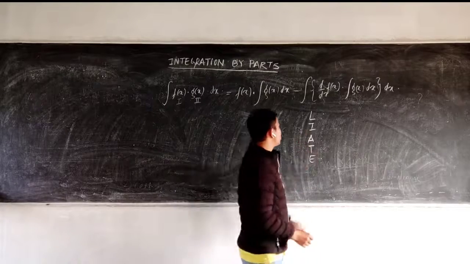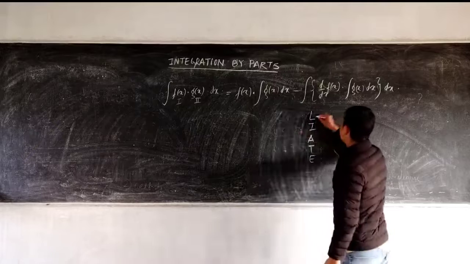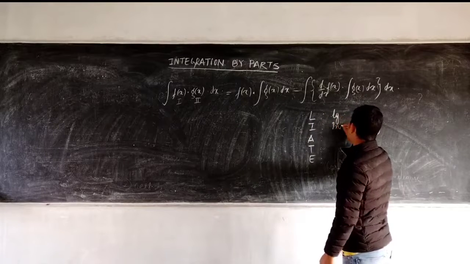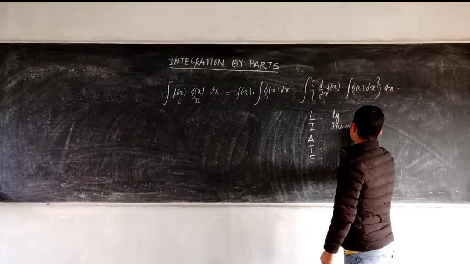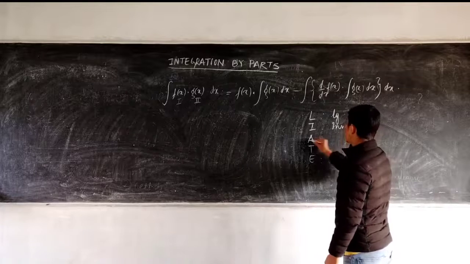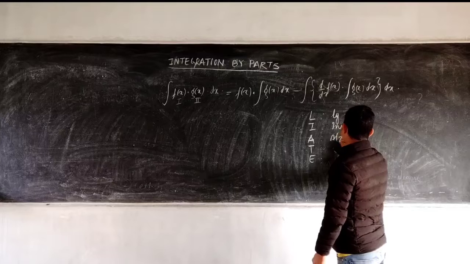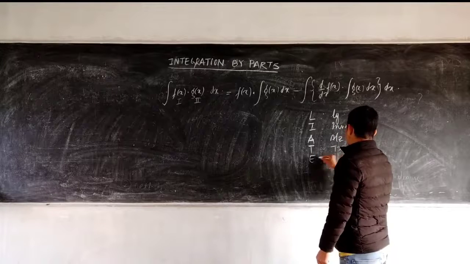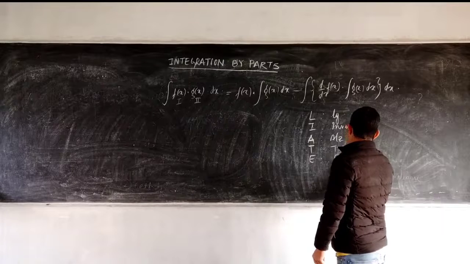So what does LIATE stand for? L stands for the logarithmic function, I stands for the inverse trigonometric function, A stands for the algebraic, T stands for the trigonometric, and E stands for the exponential.